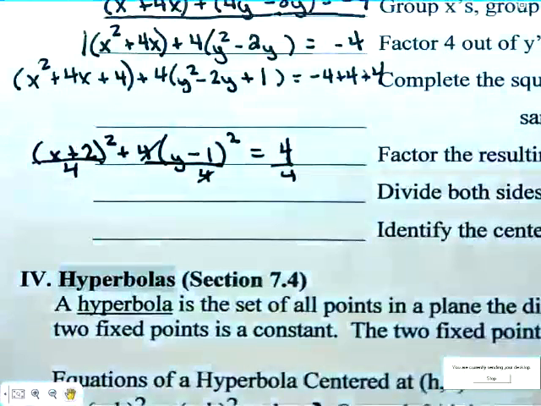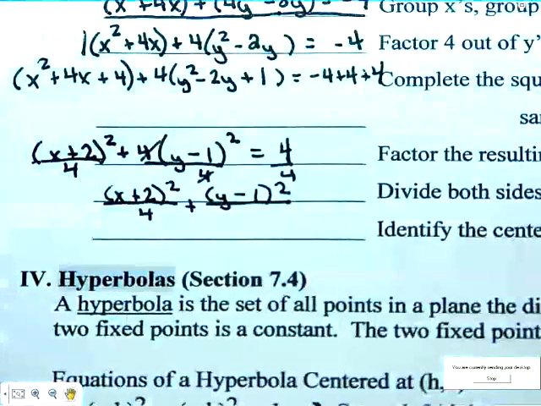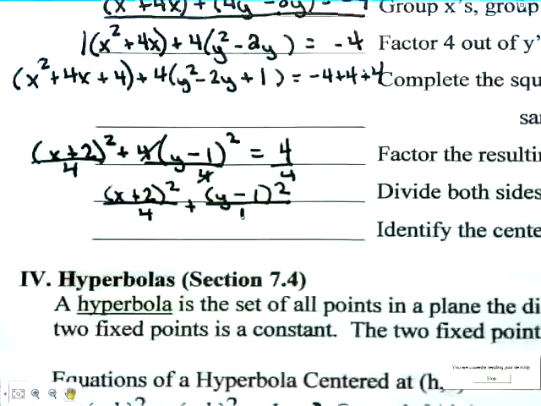And I have x plus 2 squared over 4 plus y minus 1 squared over, ooh, what's that over? Yeah, sure it is. 4 goes into 4 one time. Just put a 1 in the denominator if you want to. And there's my 1 on the right-hand side.